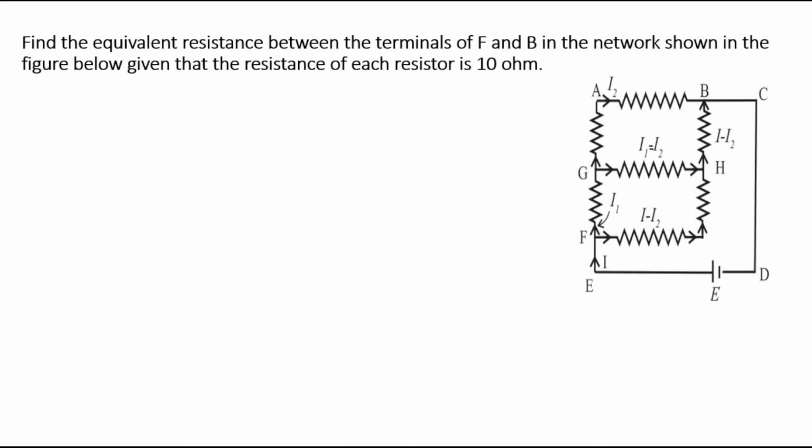Find the equivalent resistance between the terminals F and B, that is this point and this point, in the network shown in the figure below.